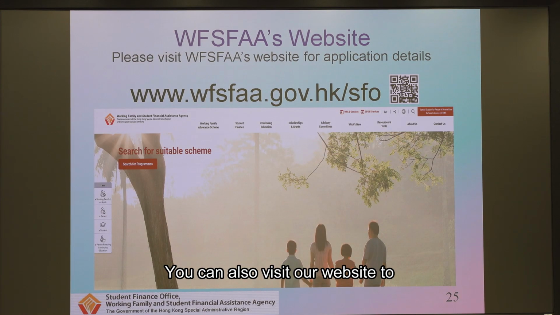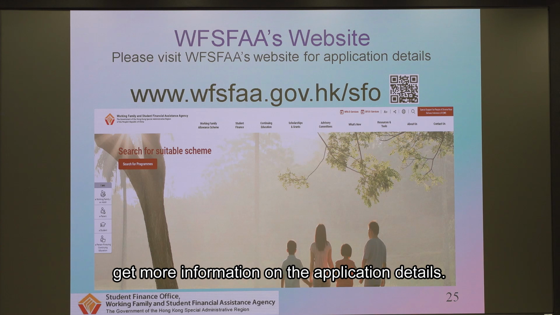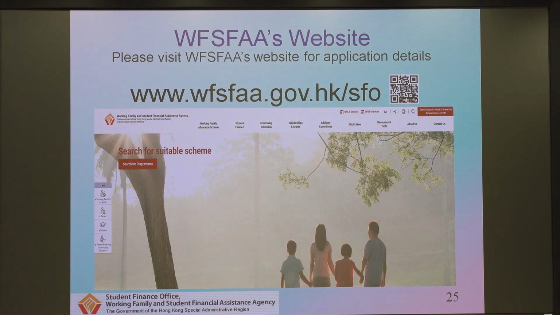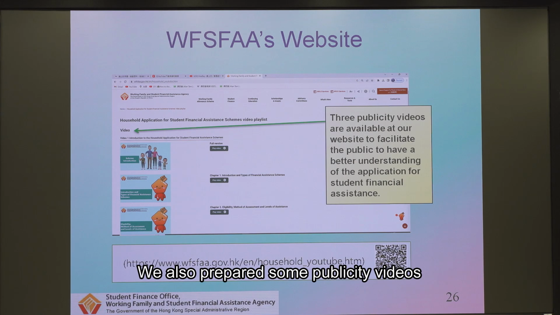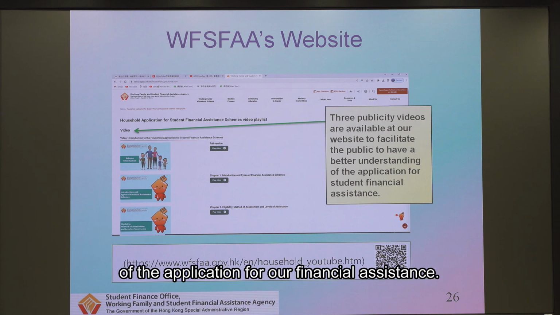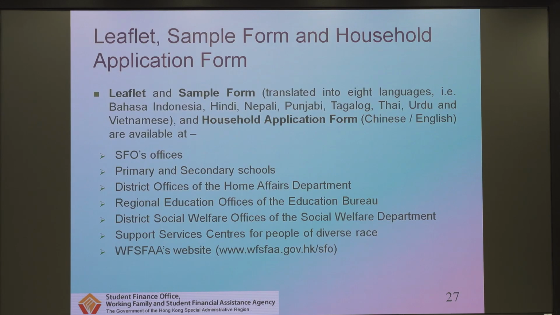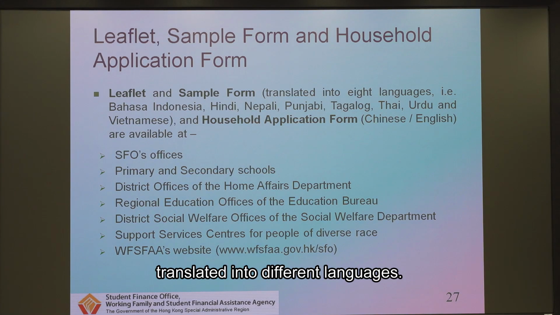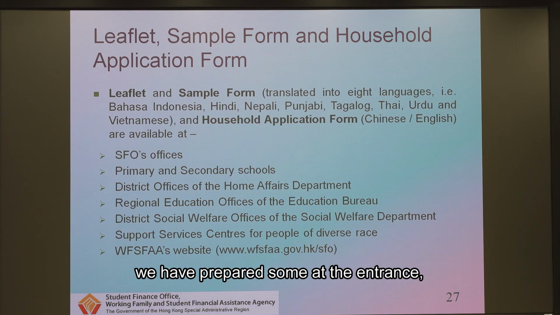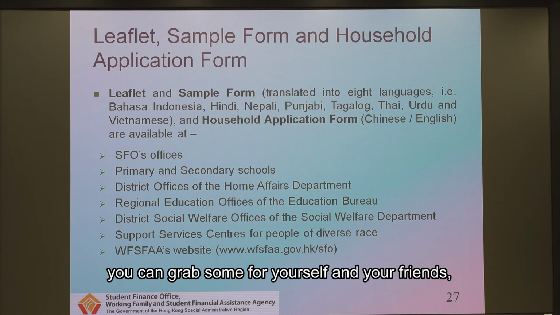You can also visit our website to get more information on the application details. We also prepare some publicity videos on our website to help you have a better understanding of the application for our financial assistance. We also have leaflets and sample forms translated into different languages, like what I've just said. We have prepared some at the entrance, so if you need some, you can grab some for yourself and your friends.